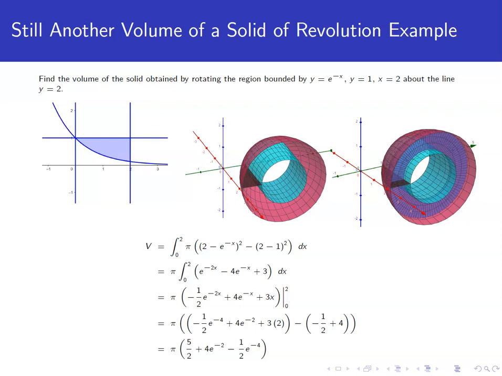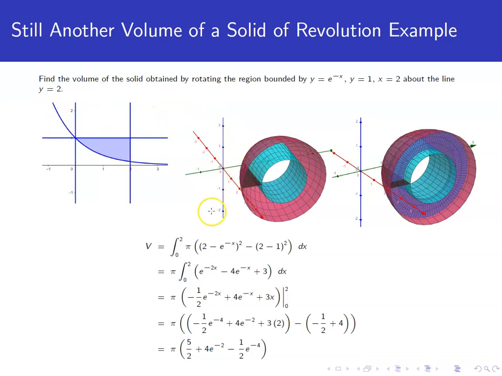Let's look at another volume of a solid of revolution example in this video. So I've got the curve y equals e to the minus x, the line y equals 1, and the line x equals 2. This is the region that we're interested in, bounded by those curves. But rather than rotating it around one of the axes, we're going to rotate it around the line y equals 2, which would be up here.